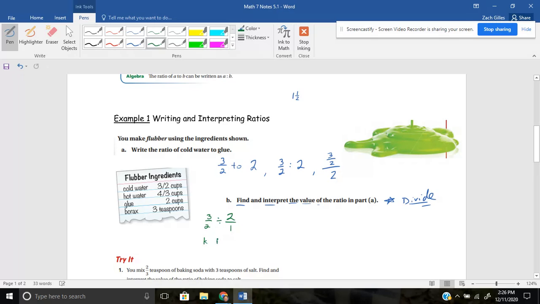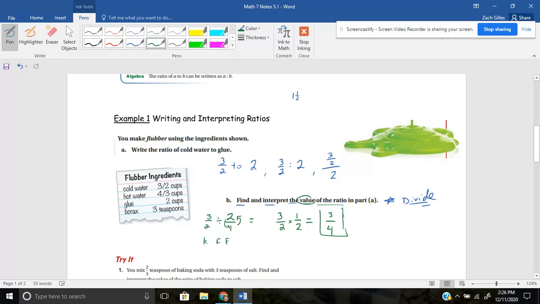I like to use that acronym keep, flip, flop. So keep my first fraction the same, 3/2. Flip my division to multiplication, and flop the second number to its reciprocal. So make the denominator the numerator and the numerator the denominator. Like that. Now I can multiply across. When I multiply fractions, I multiply my numerators. So 3 times 1 is 3 over 2 times 2 is 4. So we just found the value of this ratio is 3/4.